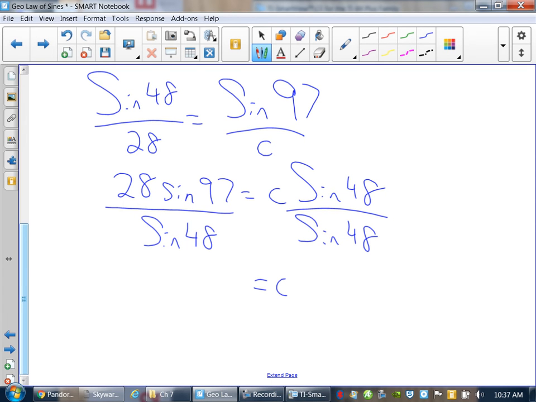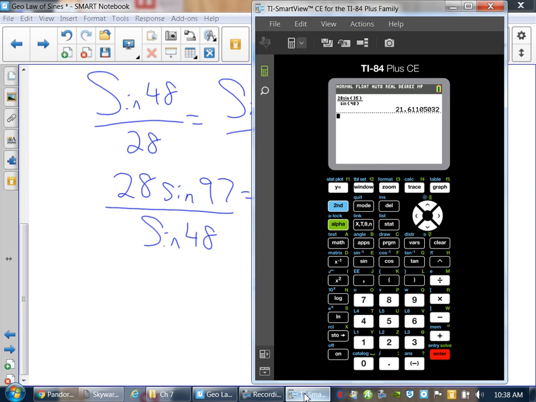And yeah, you were saying there's a lot of writing out to this. There is, but the more you write it out, the easier it is. You can see what's going on, and it's quicker to write it out. Okay? Throw that in the calculator. You get crummy decimals. 37.39. So 28 sine 97 over sine 48. Show me now.